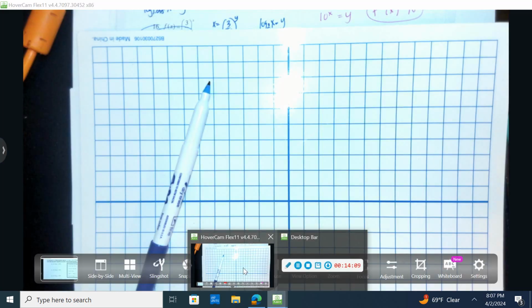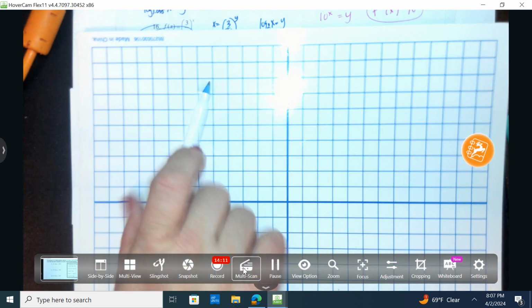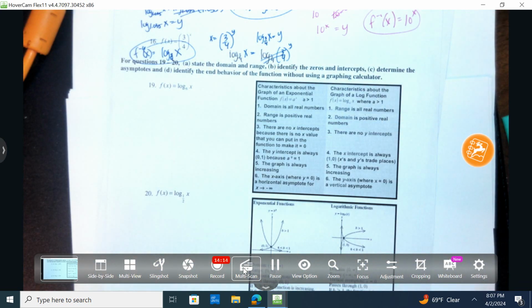So let's come back here, and let's look at what this problem is asking us. State the domain and range, identify the zeros and intercepts, and then determine the asymptotes, identify the end behavior. Okay, gotcha. Let me write this down.